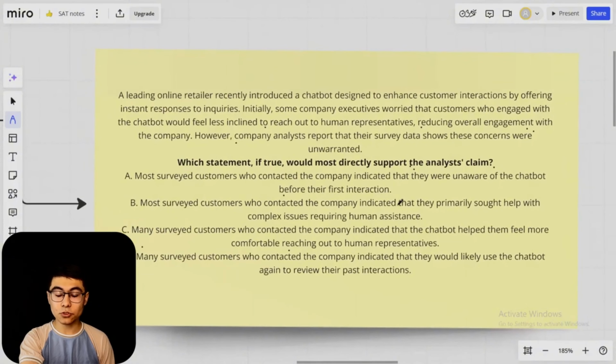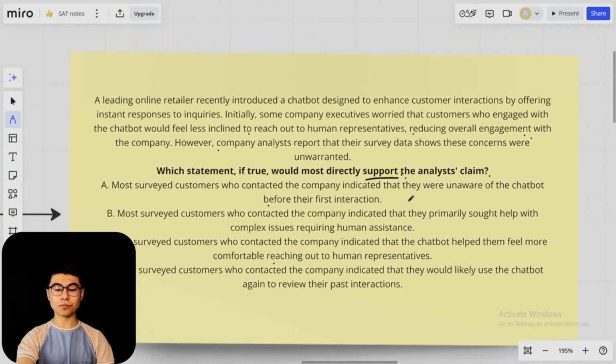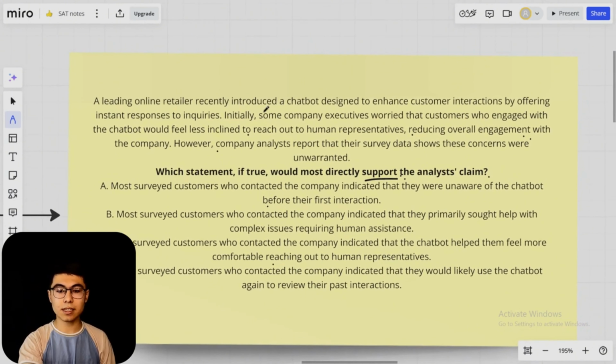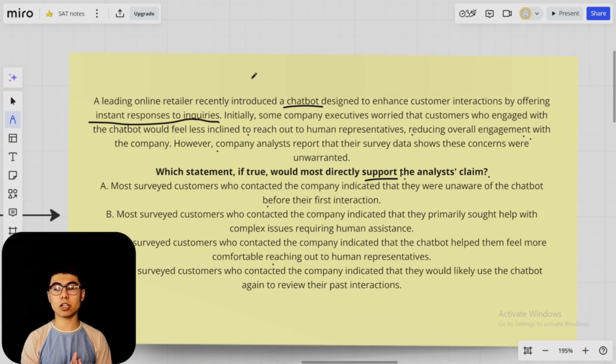So which choice, if true, would most directly support the analyst's claim? A leading online retailer recently introduced a chatbot designed to enhance customer interactions by offering instant responses to inquiries. So it's a chatbot, and it will give you responses instantly within seconds. Initially, some company executives worried that customers who engaged with the chatbot would feel less inclined to reach out to human representatives, reducing overall engagement with the company.